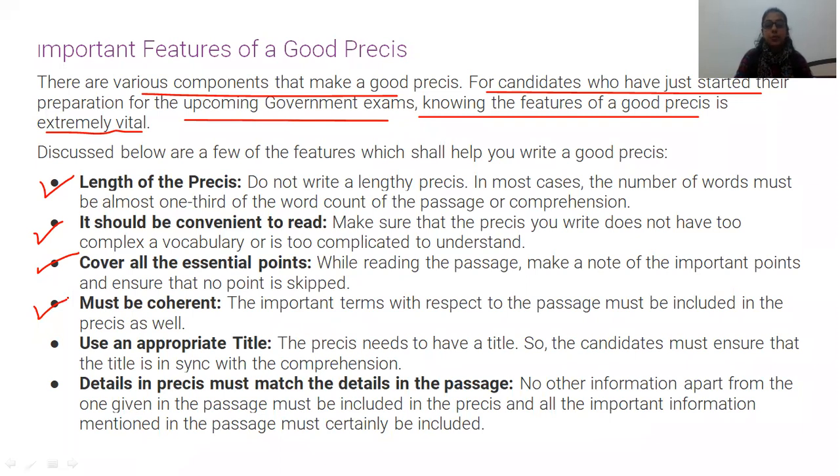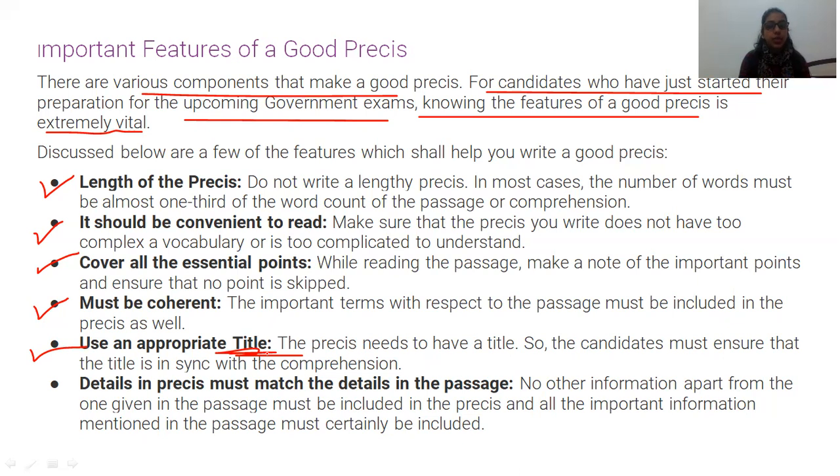The important terms with respect to the passage must be included in the Précis as well, means the coherency should be maintained. Use an appropriate title. The Précis needs to have a title. This is an important point, students, to note here. A lot of students skip this point, that there should be a title of the Précis, because without a title, your Précis is not complete. So after reading the whole passage, first of all, your idea is to choose a title.